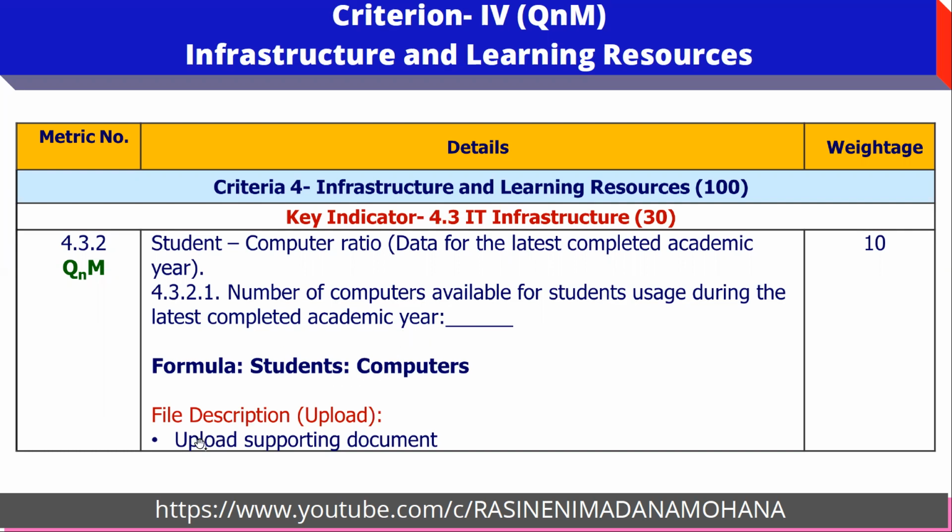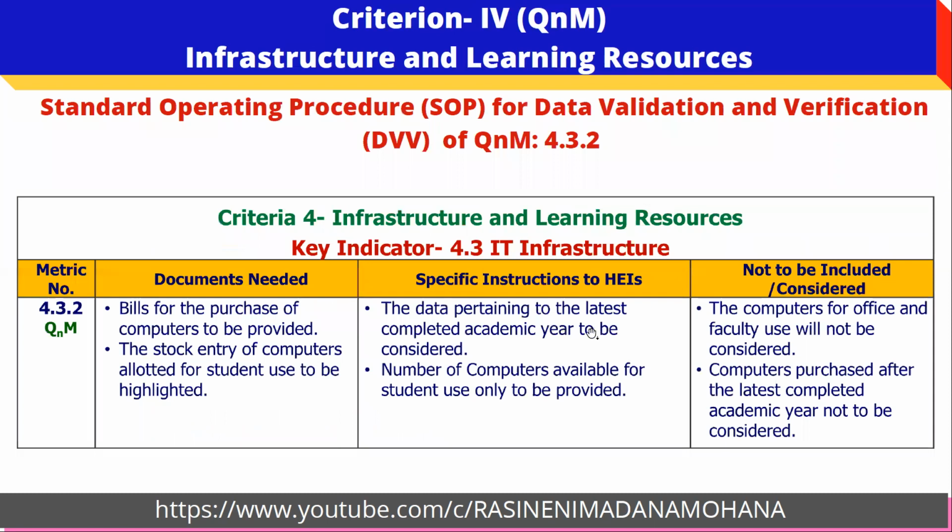Then the supporting details you can provide here. For this, there is no data template, just the number of students and the number of computers. Automatically the ratio will be calculated and you can enter it here, which carries 10 weightage. Now, the SOP: let us see what documents are needed. The standard operating procedure for the quantitative metric 4.3.2, the documents needed.